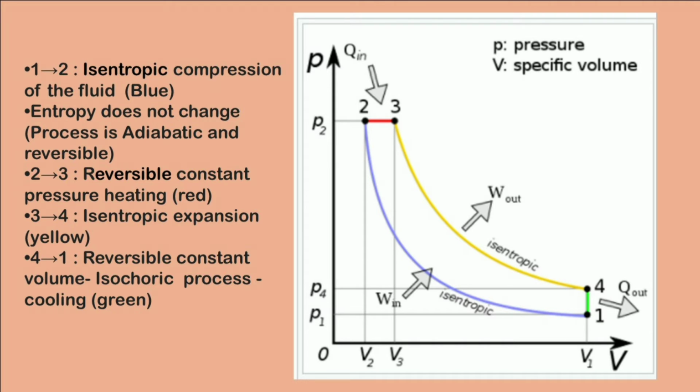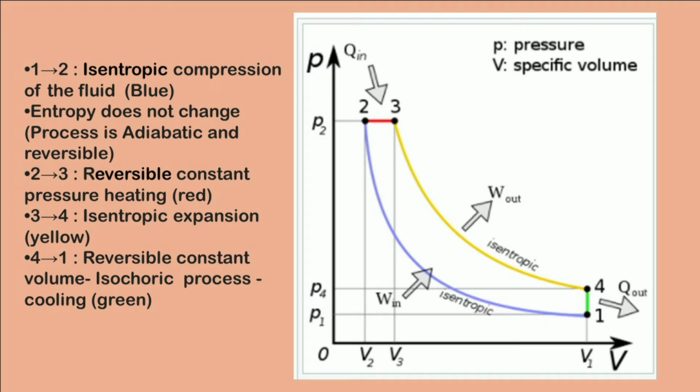Adiabatic process: a process without transfer of heat to or from a system, so that Q equal to 0, is called adiabatic, and such a system is said to be adiabatically isolated. Reversible process means entropy does not change. Hence, an isentropic process is a process which is both adiabatic and reversible. In an isentropic process, no energy is transferred into or out of the system in the form of heat.